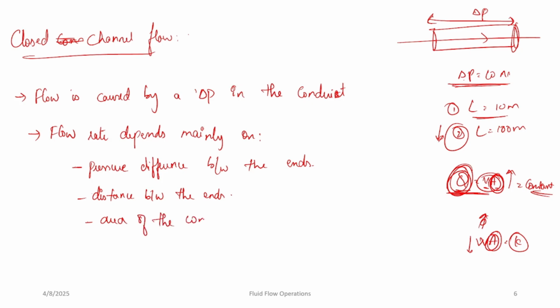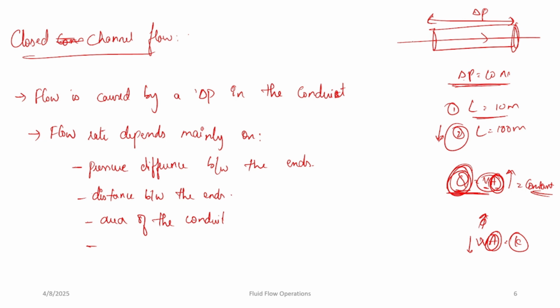Area of the conduit. Okay. And what is the fourth parameter that is going to affect? So we have roughness, which is a property again. And it also depends upon the bends. If there are more bends, flow rate will again decrease, right? Because when there are more bends in the pipe, it will offer more resistance to the flow.